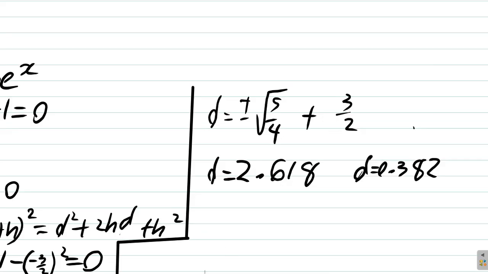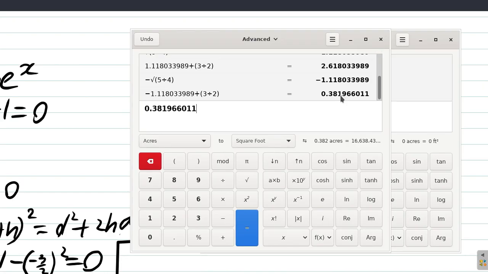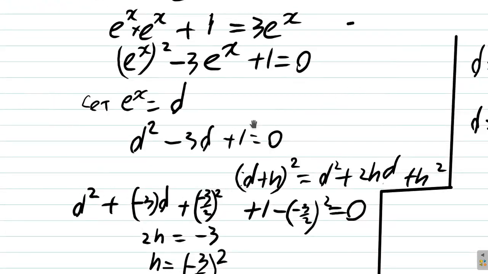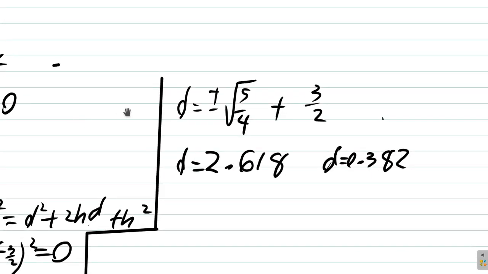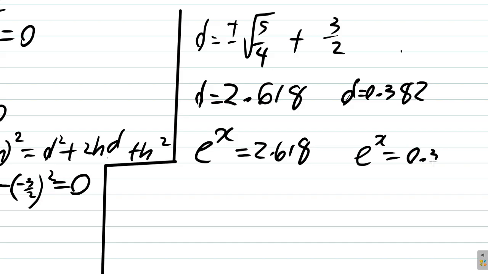Let's look at it again. What was it? All right, 0.382. Right. So that's D. What happened over here now? We said that e to the x is D. So e to the x is equal to 2.618, and also e to the x is equal to 0.382.